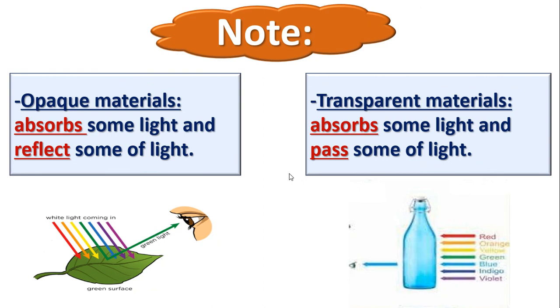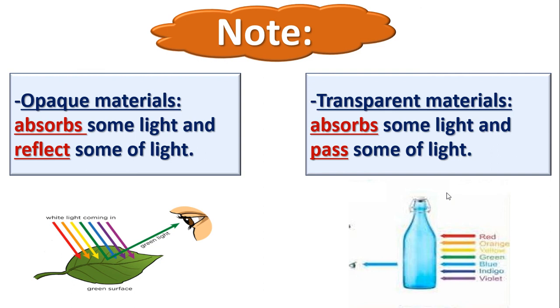So what happens when the light hits an opaque material or an opaque object? When the light falls on an opaque object, does it pass? No. Some of the light is absorbed, and the other light will reflect to your eyes. So on the opaque materials, some of the light is absorbed and some of the light is reflected.